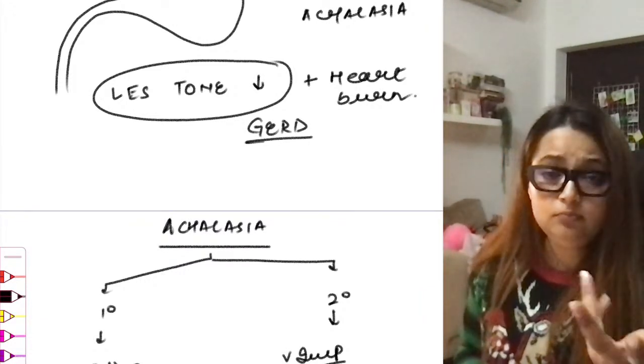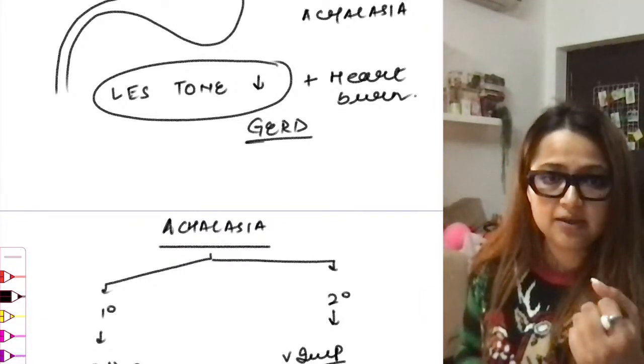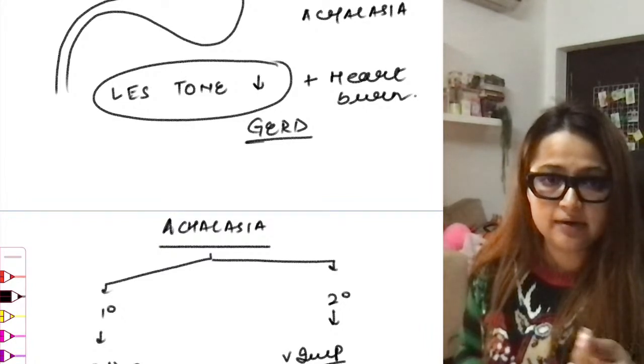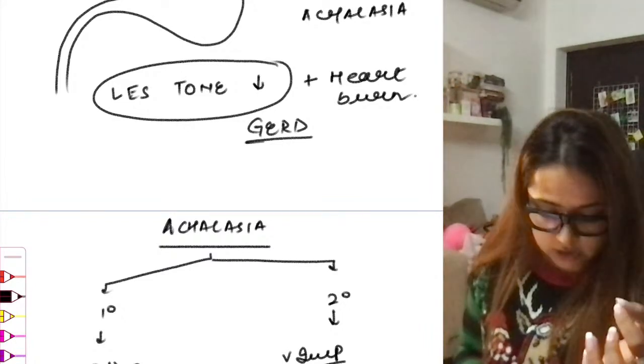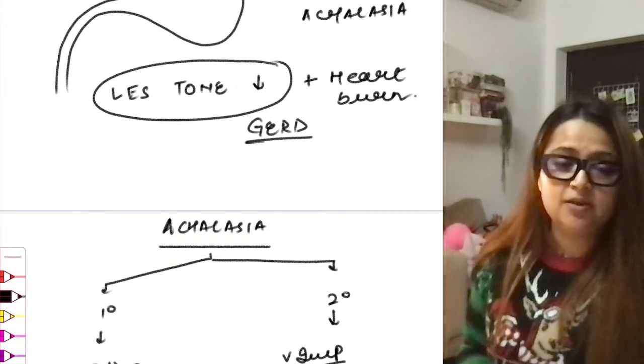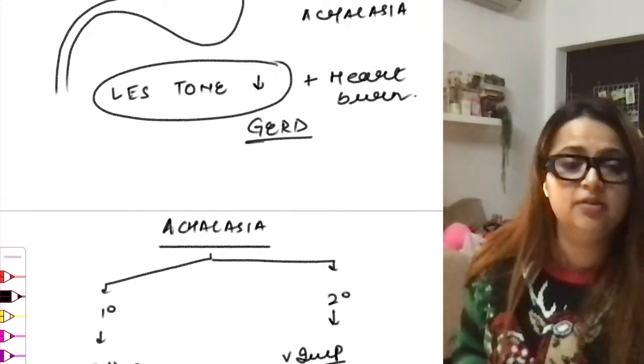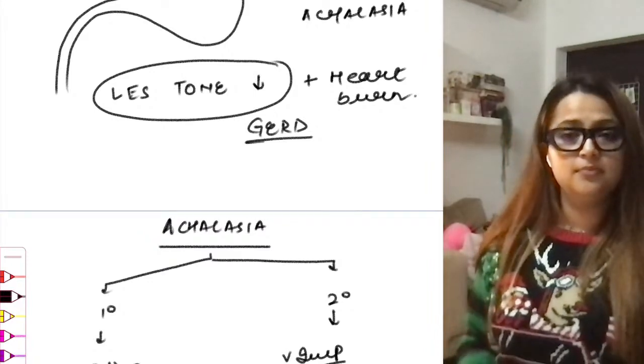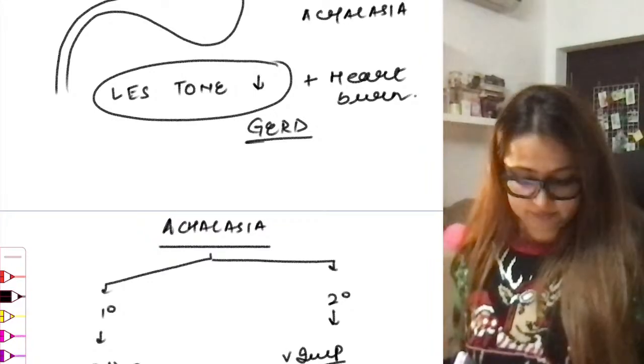Supposing you are being asked which parasitic infection could lead to secondary achalasia. Which organism, which parasite would you mark? Which parasitic infection is associated with secondary achalasia? Anyone?